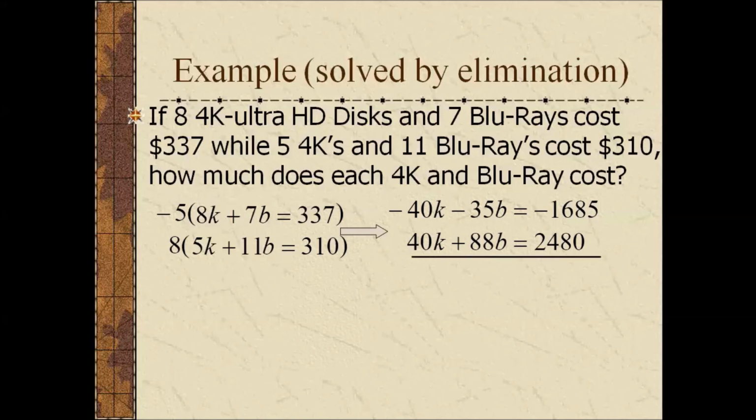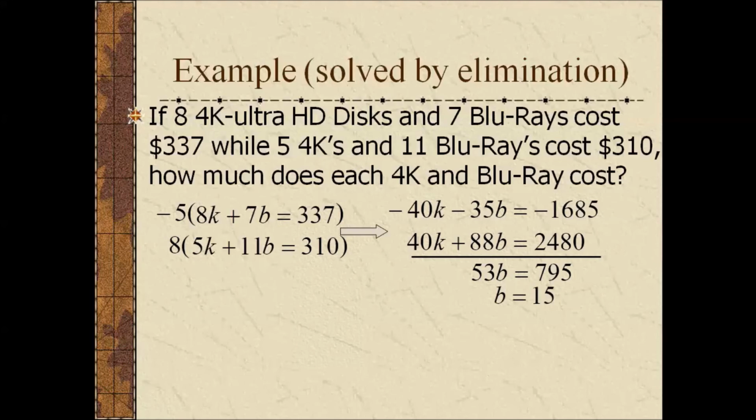Now when I add these two equations, the opposite numbers in front of K will cancel each other out. -40K and positive 40K give me 0K. The B's add up to 53B, and 2480 minus 1685 is 975. When we divide both sides by 53, we now have the cost of a Blu-ray disc.